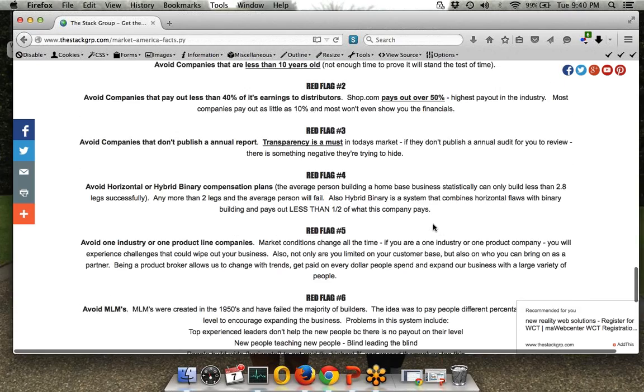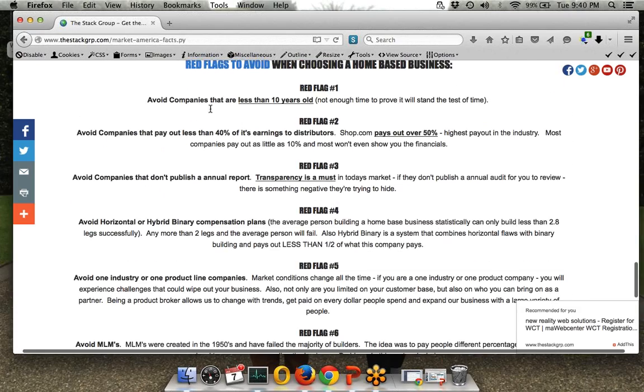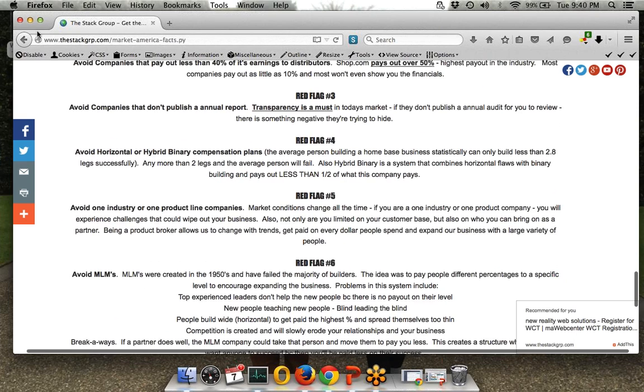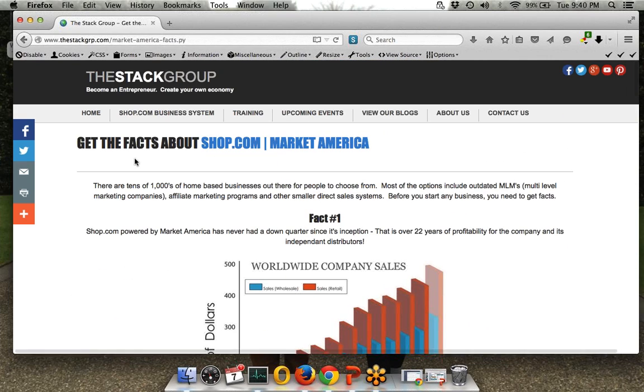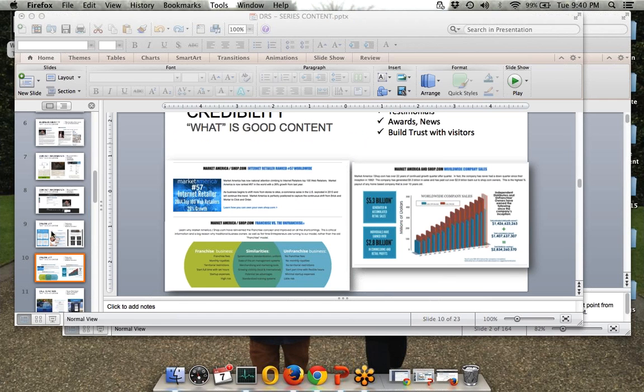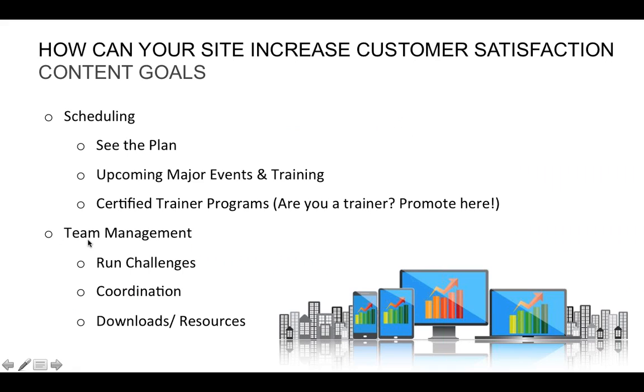It's awesome. This also talks about the competition. Avoid companies that are less than 10 years old. Avoid companies that pay out less than 40% of its earnings. Lots of really cool things that we want to bring to our prospects' attention. So this is the kind of stuff that I like to show to my prospects. It may be different than the kinds of content you like to share. That's totally fine.